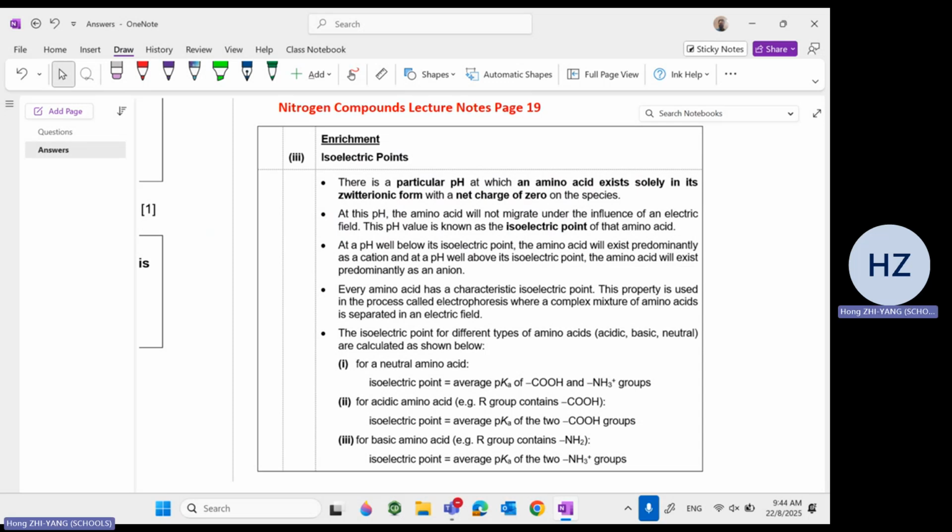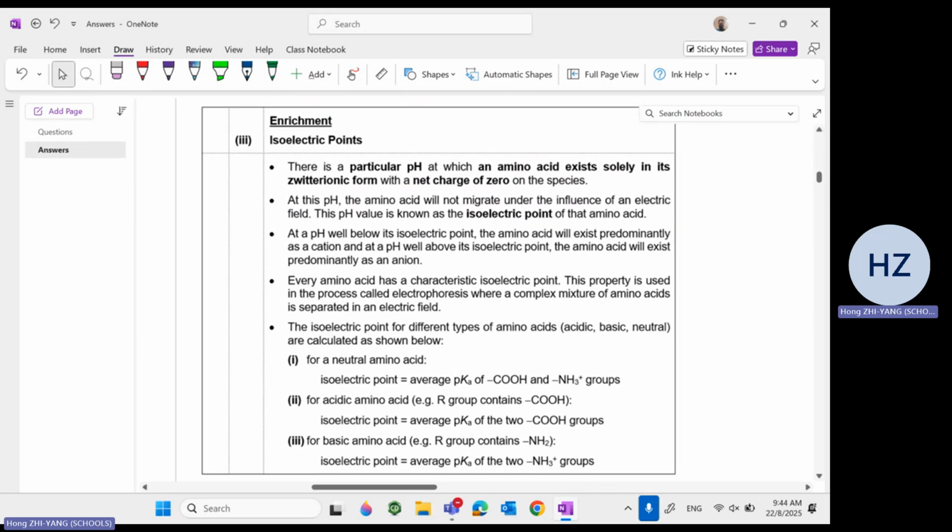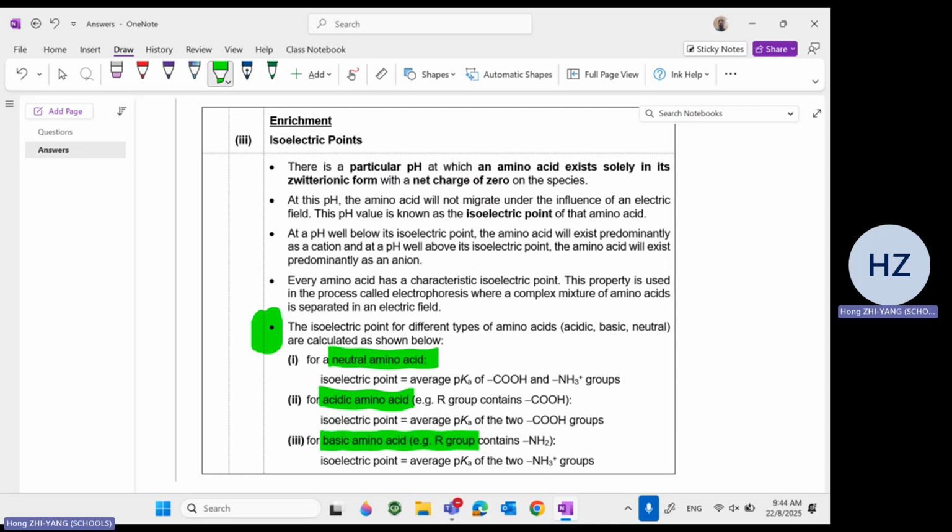Because it's been a while. It has never come up for some time, so we are not sure whether it will come up for your cohort. Hopefully not. Okay, so the idea is actually somewhere here, this part. For neutral amino acid, for acidic amino acid. That means the arginine has an acid functional group, and this one is the basic one. It's all over here, so you can read it. I strongly encourage you all to read it. Okay, next.